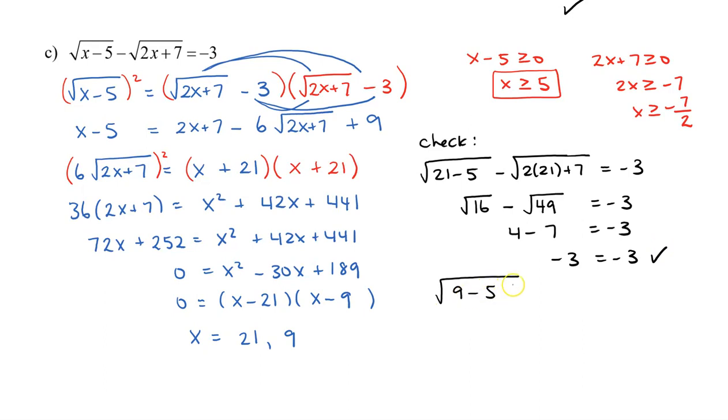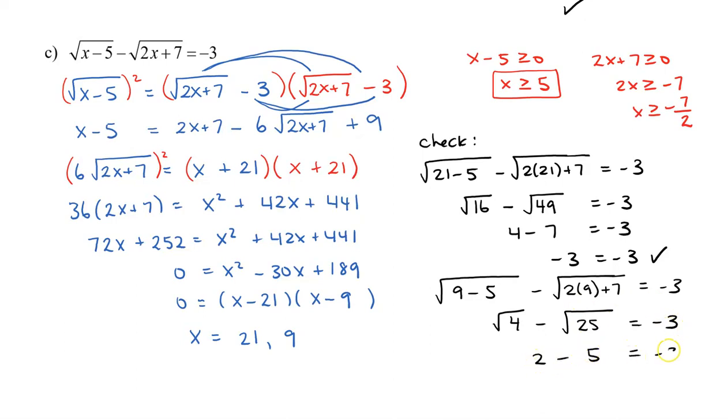Quickly checking the other one as well. We have 9 minus 5, and then minus 2 times 9 plus 7 equals negative 3. So we have a root 4. And then 18 plus 7 is 25, so square root of 25. So we have 2 minus 5, and yes, indeed, we get negative 3. So great, both of these solutions work. So we have two solutions in this case: x equals 21 and also 9.